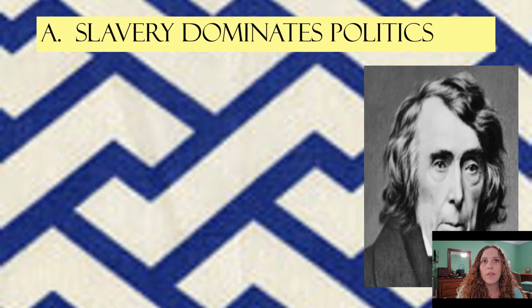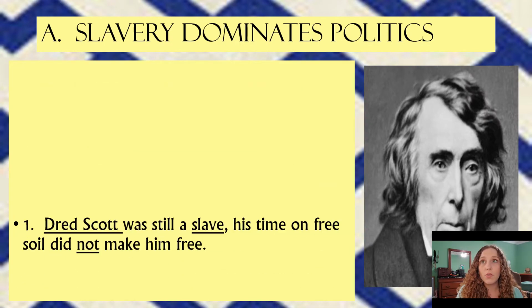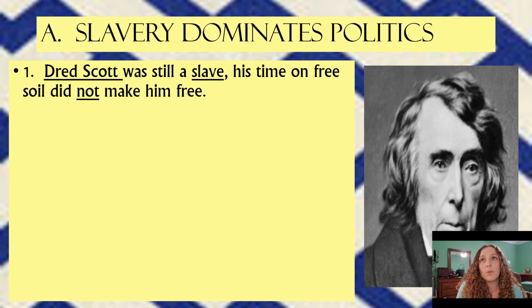So let's take a look at the ruling in the Dred Scott case. There are three major parts to this ruling. The first part of the ruling is the Supreme Court said that Dred Scott was still a slave. They ruled him still a slave, that his time on free soil did not make him a free man, and that he was still bound to the laws of the state of Missouri, and so just crossing into a free territory did not make him free. So that part's bad enough.